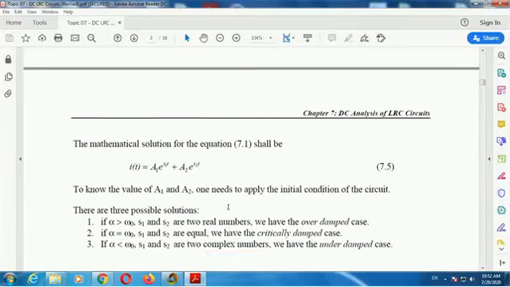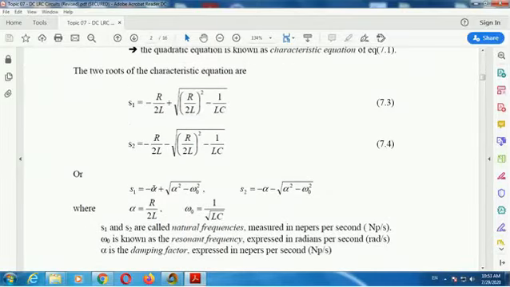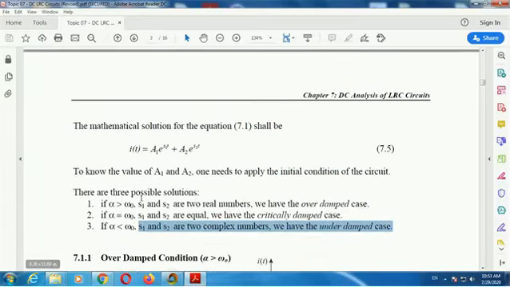There are three possible solutions. If alpha is greater than omega naught, S1 and S2 are two real numbers, and we have the overdamped case. If alpha equals omega naught, S1 and S2 are equal, and we have the critically damped case. If alpha is less than omega naught, S1 and S2 are complex numbers, and we have the underdamped case.